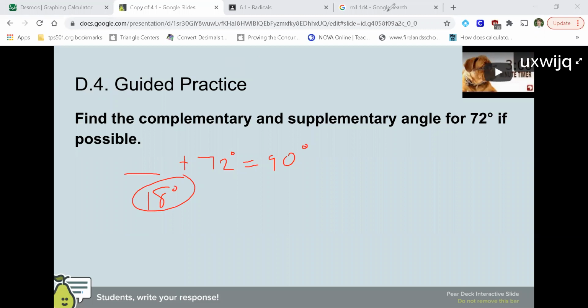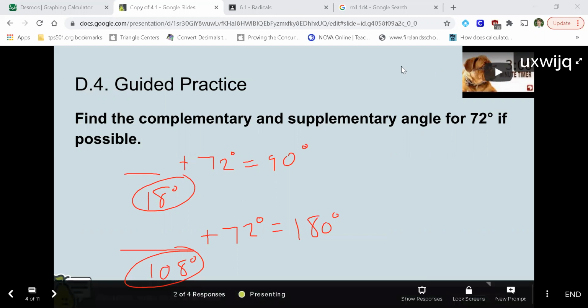All right, let's just keep going down. So then, Abigail, what's the supplementary angle with 72? 108. All right, very good. Okay. I was scared at the beginning, but you got it. All right, good job.